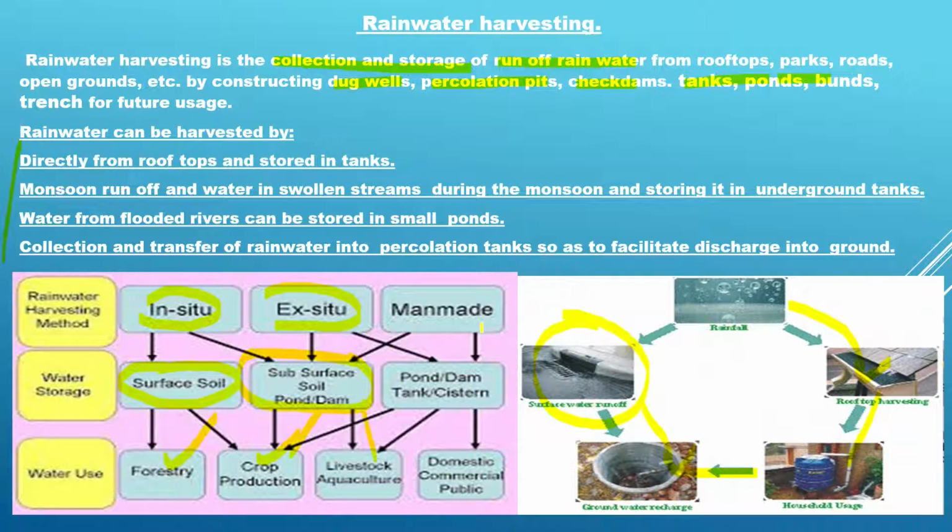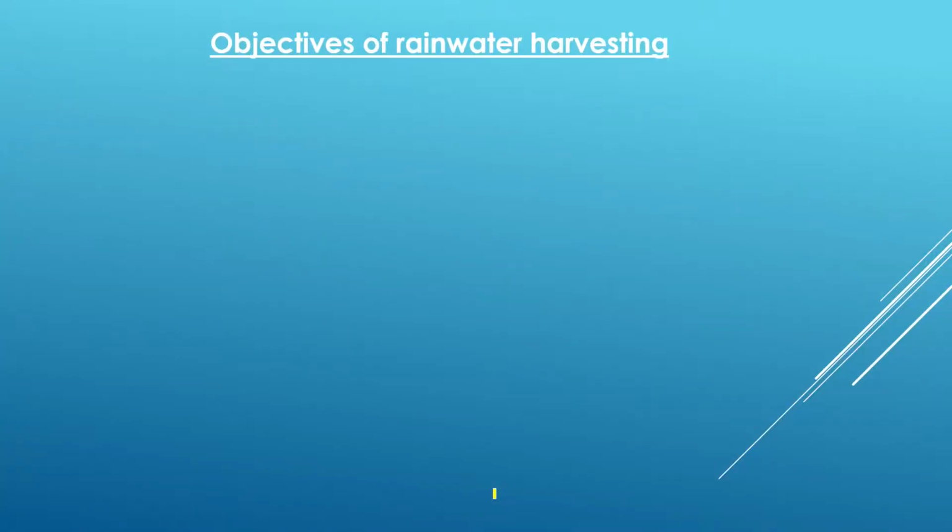Now, man-made, what man is preparing, that is the pond, dam, tank, cistern, is used for domestic, commercial and public purposes. In each and every case, whether it is forestry, crop production, livestock, agricultural development, domestic, commercial, or public access, water is used in all the sectors.